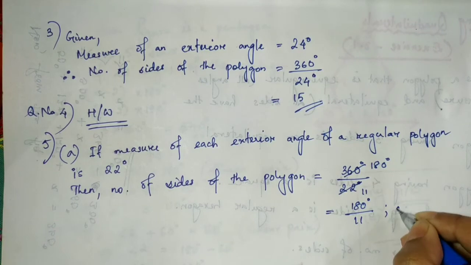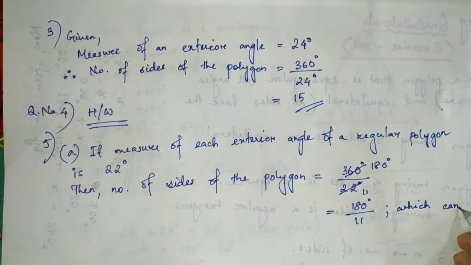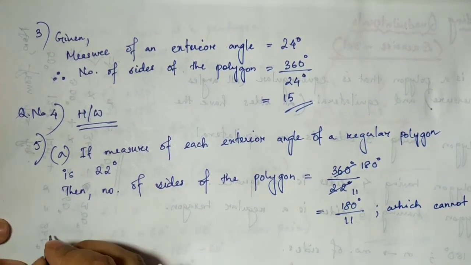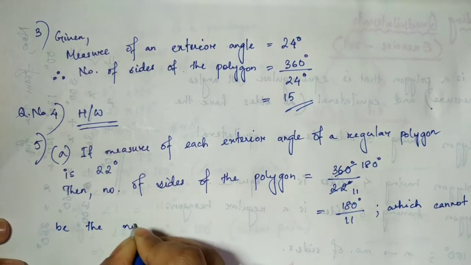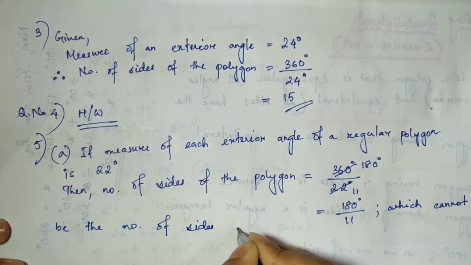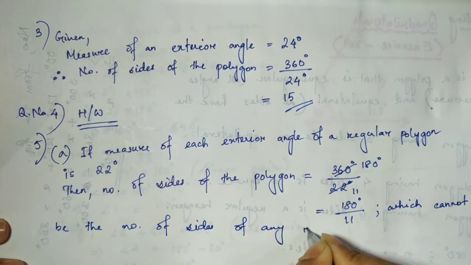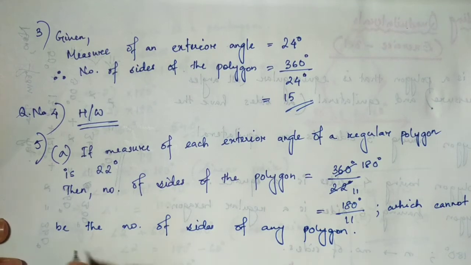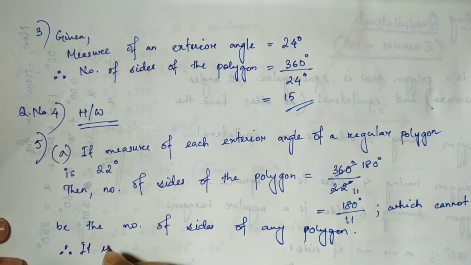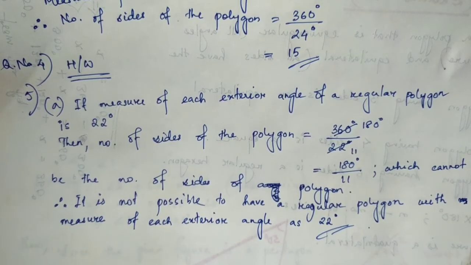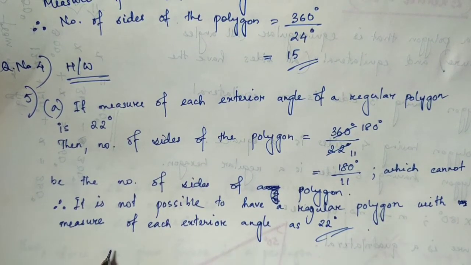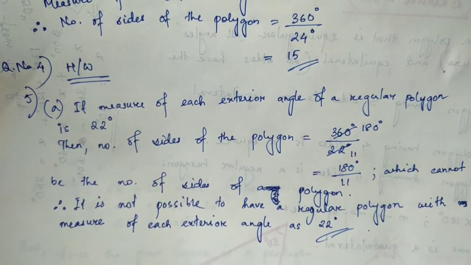So this cannot be the number of sides of any polygon, right? Any polygon cannot have this type of number of sides, as it is not a whole number. So therefore it is not possible. Let us write down the statement. Therefore it's not possible to have a regular polygon with the measure of each exterior angle as 22 degrees. Okay, so this is how we do.